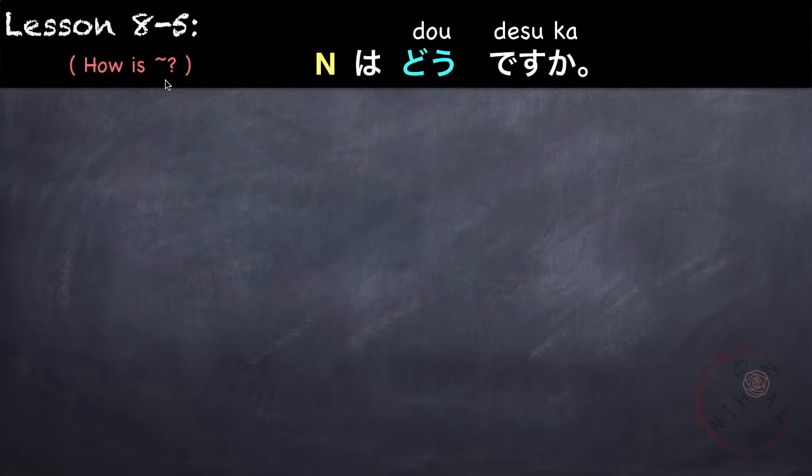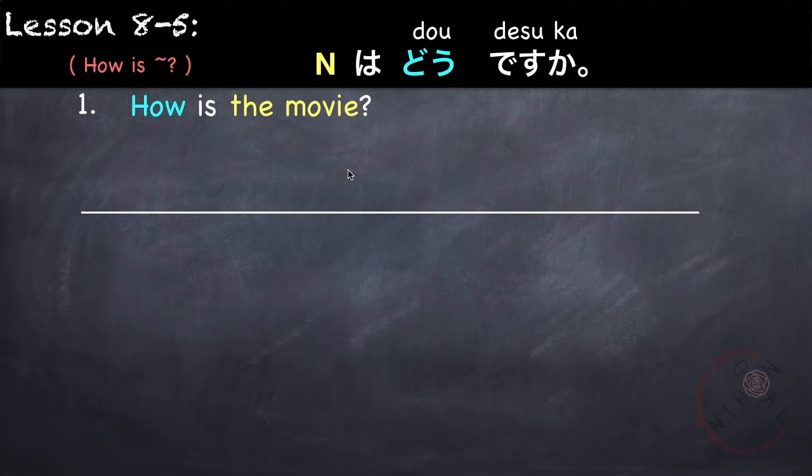Next is how to ask how is noun. This question is used to ask what someone's impression or opinion about someone or something. は どうですか? どう means how or how is it? どうですか? For example, how is the movie? Or as for the movie, how is it? Or speaking of the movie, how is it?